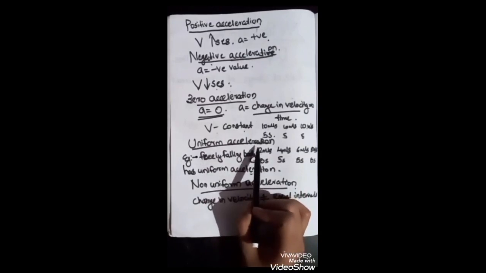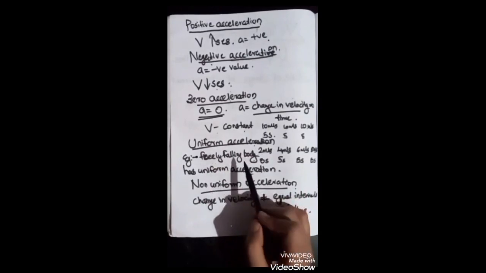Then uniform acceleration, the change in velocity of the moving object is equal in equal intervals of time. Here in non-uniform acceleration, the change in velocity of the object is not equal in equal intervals of time. Hope you clear that. Here it is very important, freely falling body has a uniform acceleration, that is, a uniformly accelerated motion.